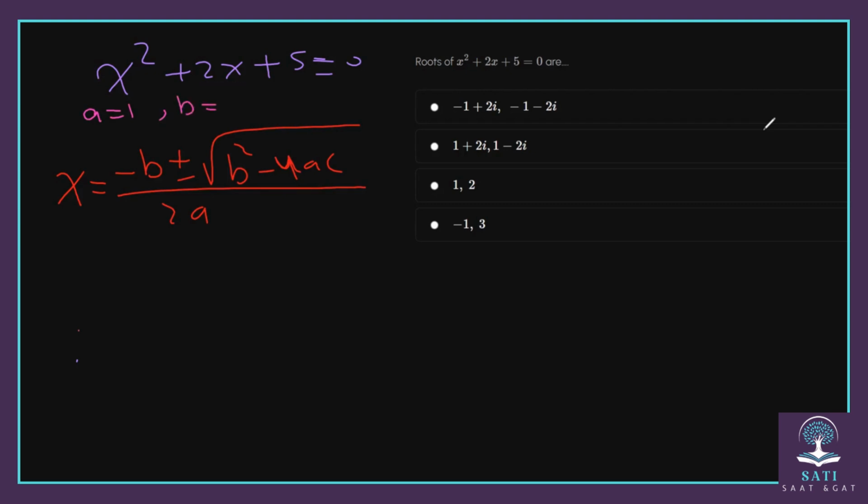What is the b here? It is 2. What is c now? c is the constant that is here alone, so c equals 5. Now let's substitute a, b and c inside this quadratic formula. What is going to be then?